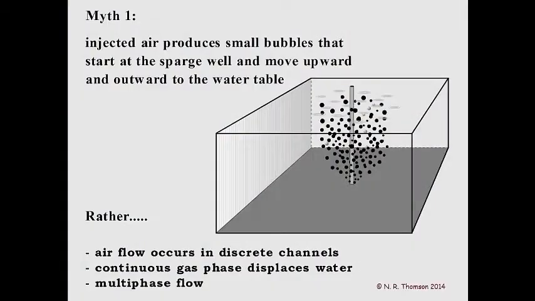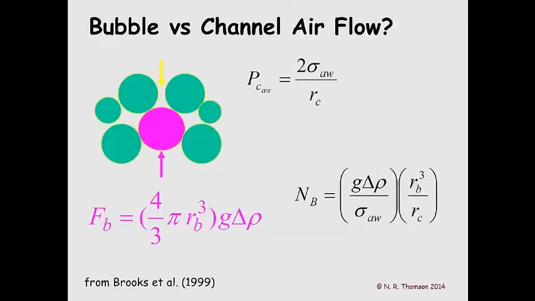Myth 1: injected air will produce small bubbles that start at the sparge well and move upwards and outwards to the water table. That is incorrect. Rather, airflow occurs as a discrete channel, perhaps the size of a pen. The continuous gas phase will displace the water phase, and we have a true multi-phase flow process.